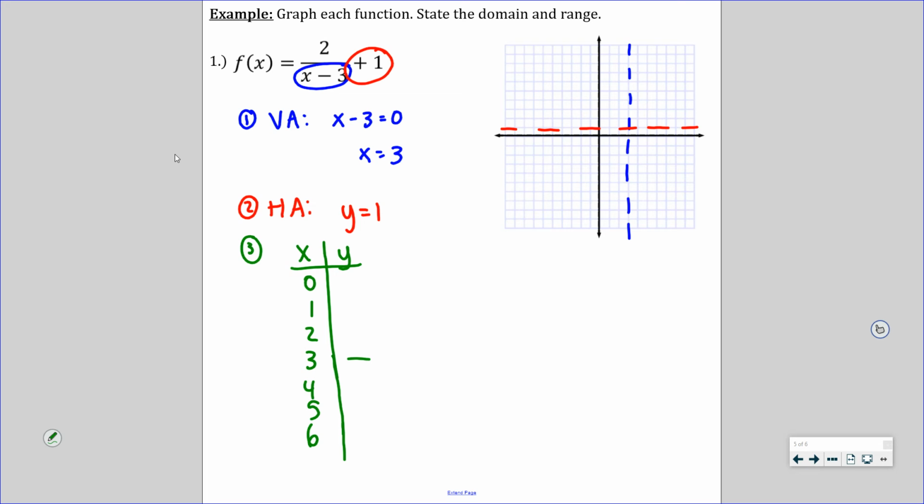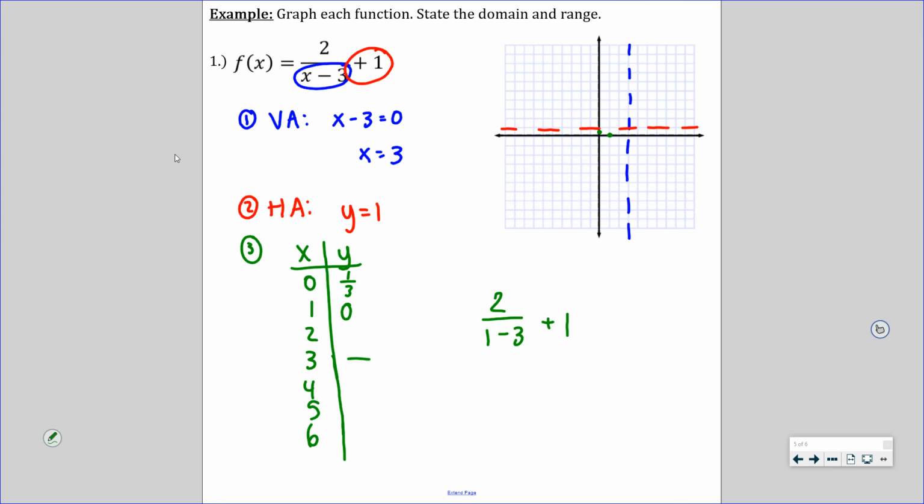Now a lot of this we can do in our head, folks. 0 minus 3 is negative 3, so I have negative 2/3 plus 1. 1/3, yep. So 0, 1/3. Just barely above. Okay, let's plug in 1. 1 minus 3 is negative 2. 2 divided by negative 2 is negative 1. Plus 1, 0. Wait, what?